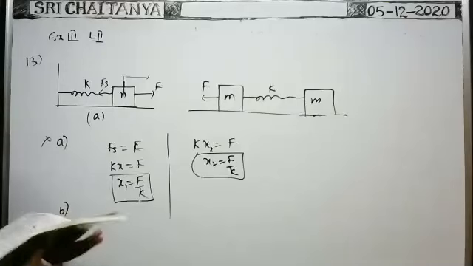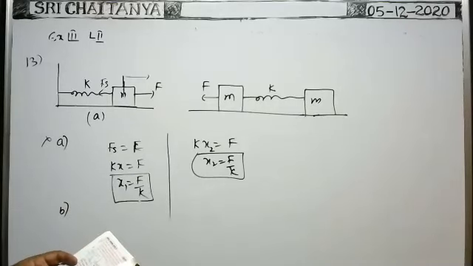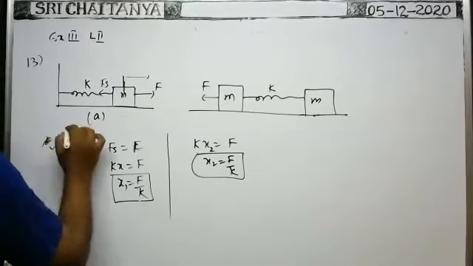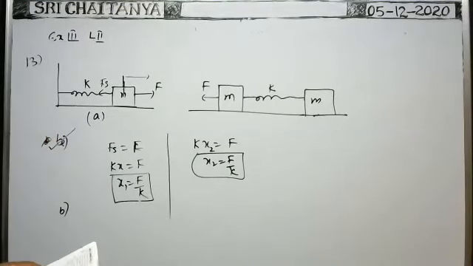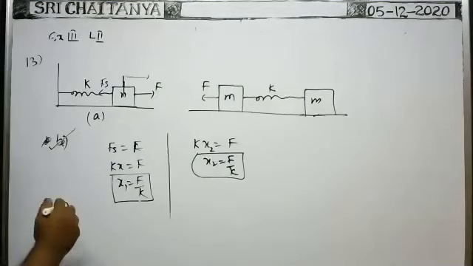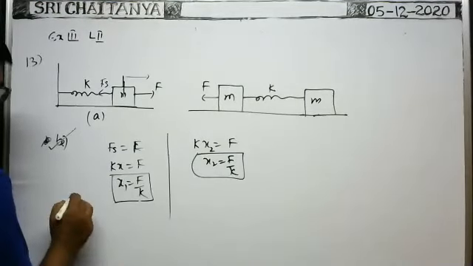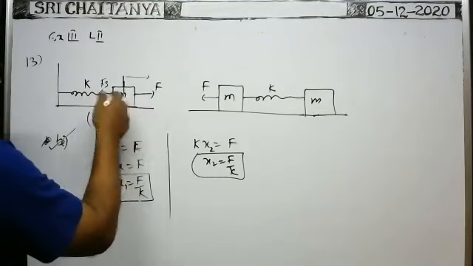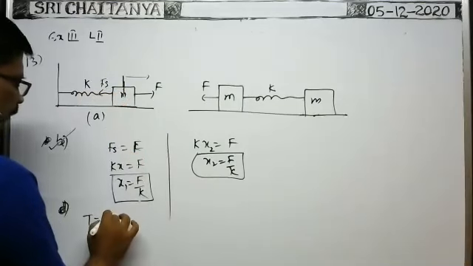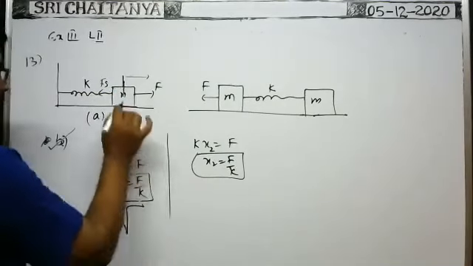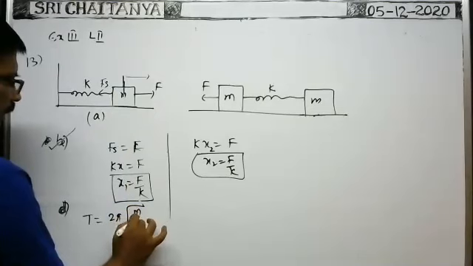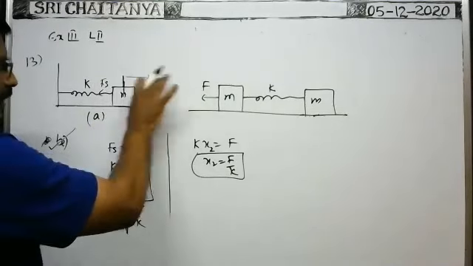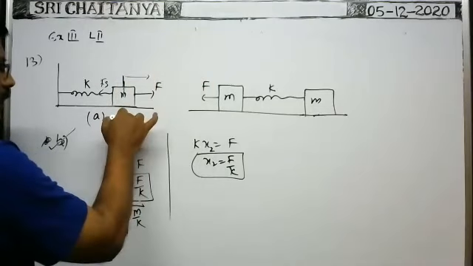Next, B. The maximum extension of the spring is the same in both cases. B is correct. Next, the time period of oscillation is the same in both cases. Is it correct? In the first case, the time period T is equal to 2 pi into root of M by K, since only one block oscillates. Just like a loaded spring, if a force is applied and released, it makes oscillations about the mean position.